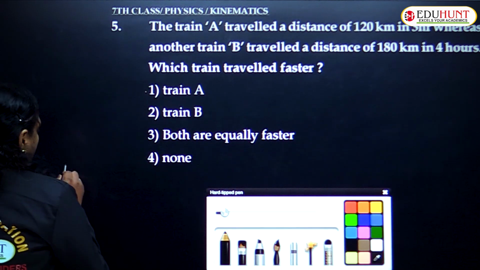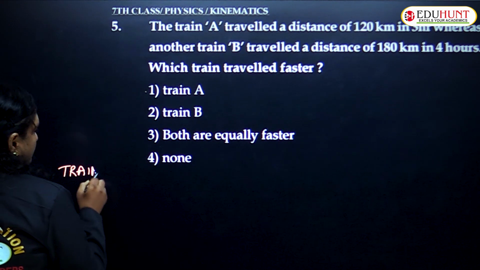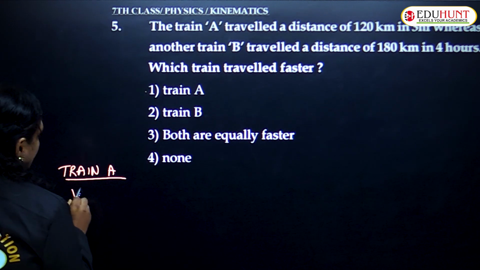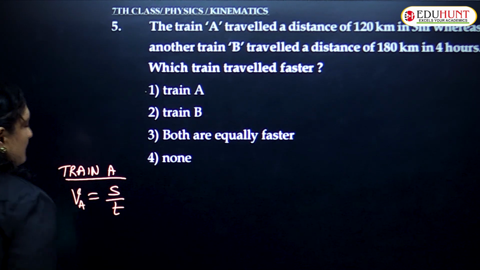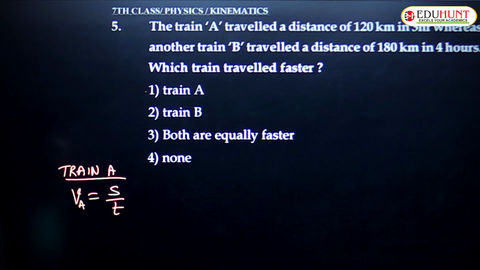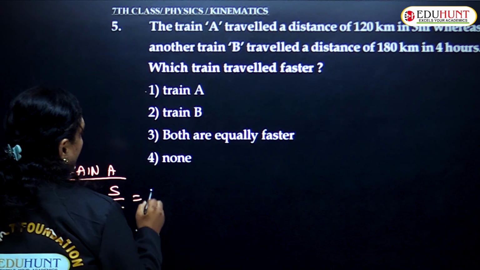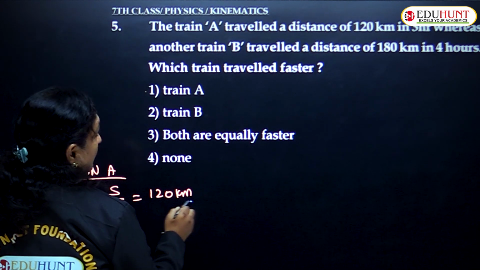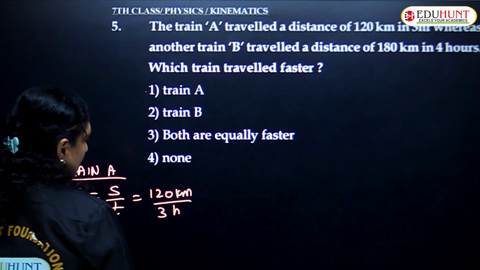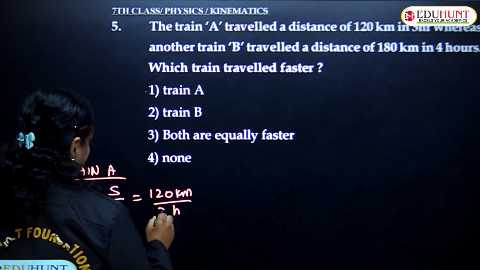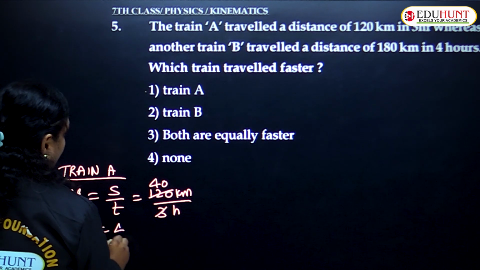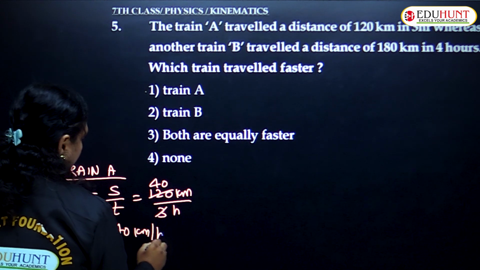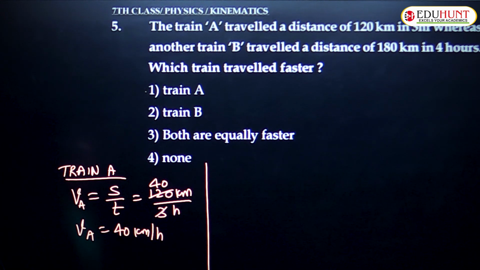For train A, the formula for speed is distance by time. How much is the distance it covered? It travels a distance of 120 kilometers in how many hours? 3 hours. Hence, after simplification, the speed of A is found to be 40 kilometers per hour. Isn't that so, children? Speed of A is found to be 40 kilometers per hour.